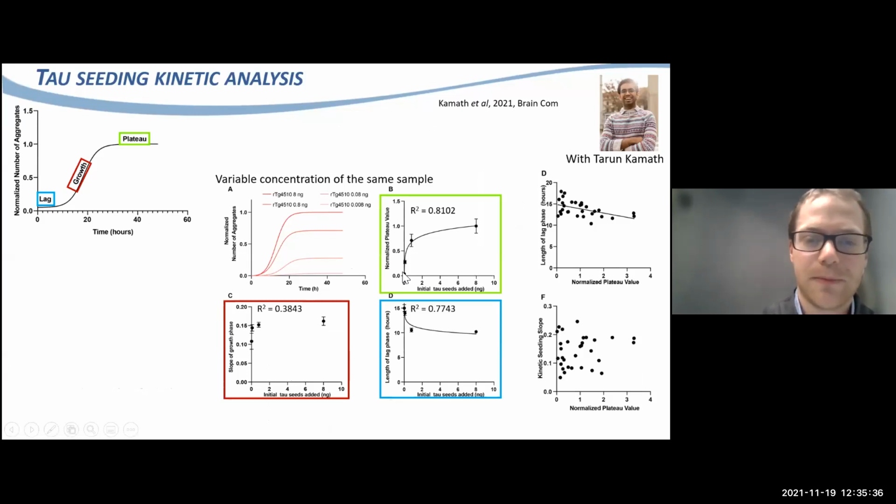And when you take the same sample and you vary concentration, so that's exactly the same sample, just varying concentration, you can see that the lag phase and the plateau phase are really in line with the amount that you put at the very beginning. But interestingly, the slope, so the growth, is quite stable. So it doesn't correlate at all with the amount that you put at the beginning.